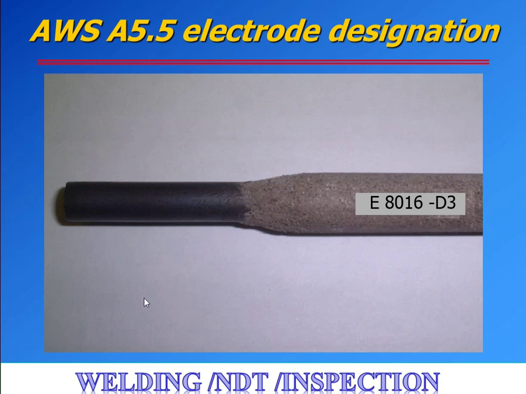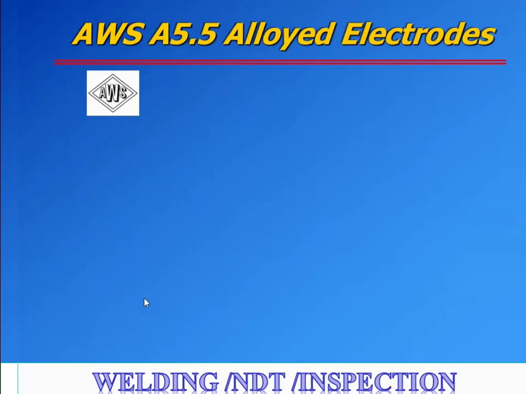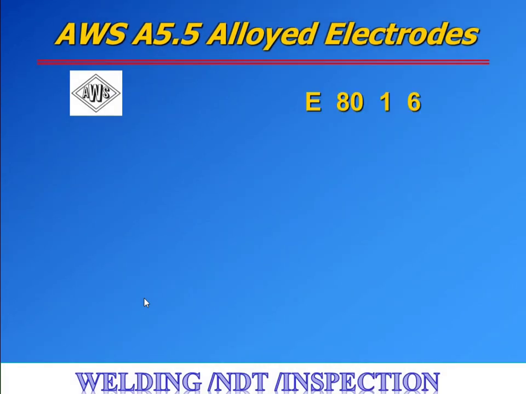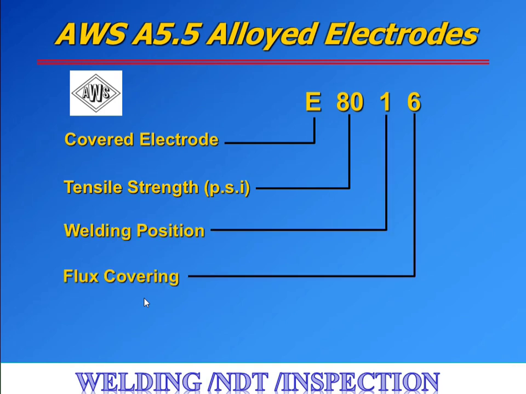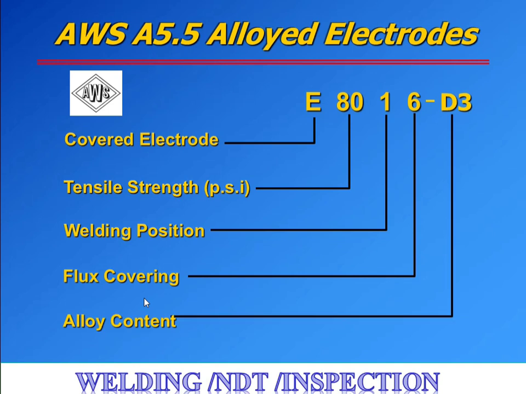Now E8016D3, what is the meaning of D3? You see here, E equal to covered electrode, 80 is the 80,000 psi, that is called tensile strength, 1 is the welding position, 6 is the flux covering. And what is the D3? D3 means you can say alloy content. So you have to know that if it is mentioned in the electrode, D3 means alloy content, that is 1.5% manganese and 0.5% molybdenum.